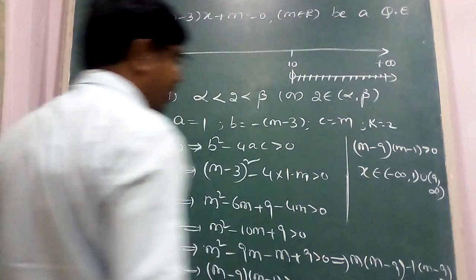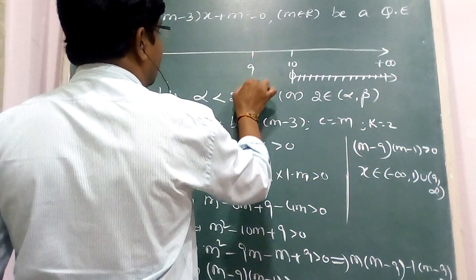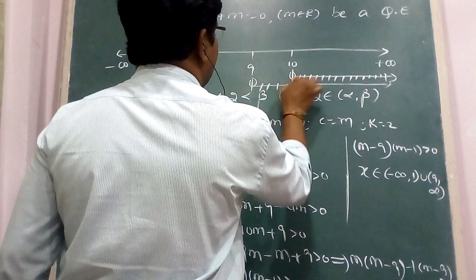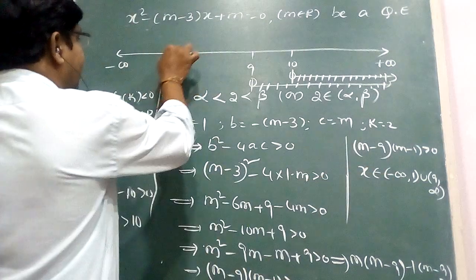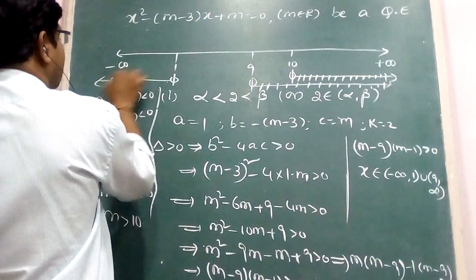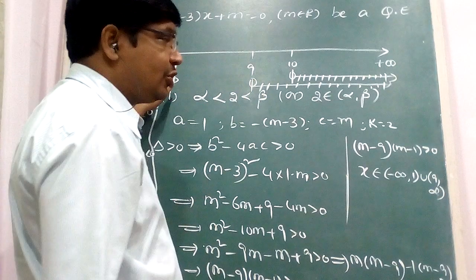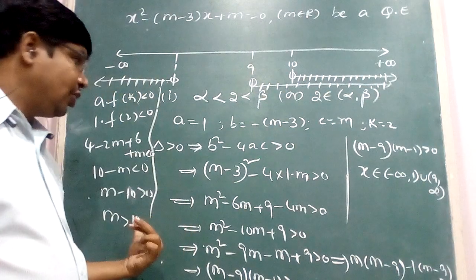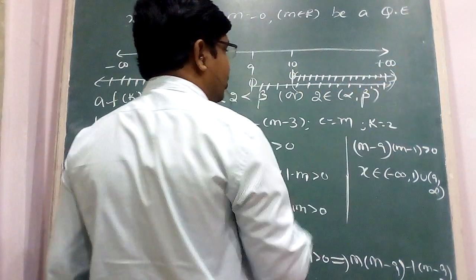Next one is the first condition. 9 you can take here, to infinity. Next one is minus infinity to 1. Suppose you can take 1 here, this side. This solution is not more than 10, so the second condition is not satisfied. So here the common condition is from here to here. That is the common solution.